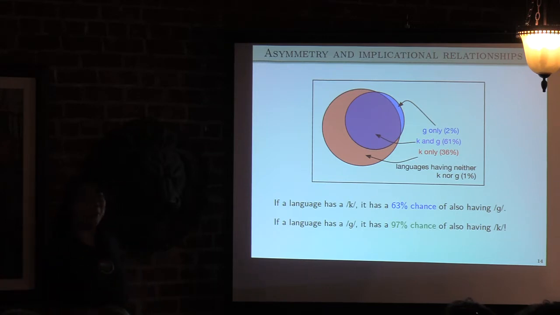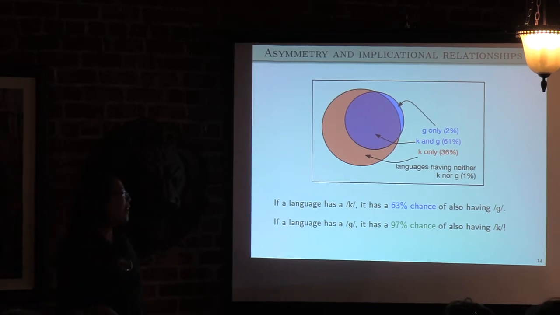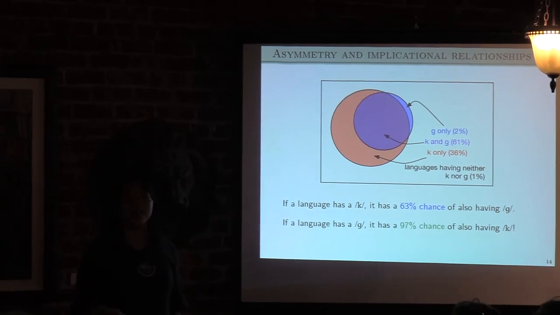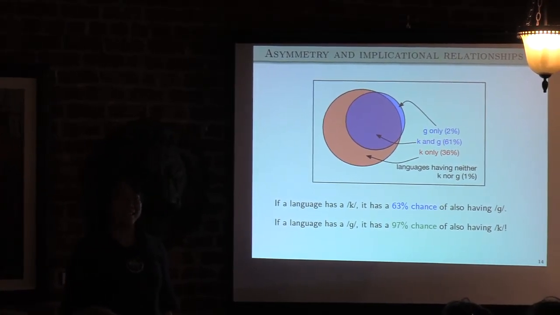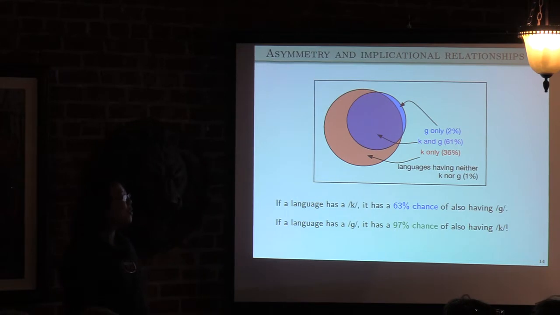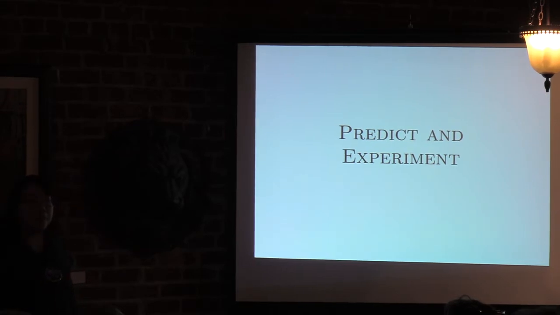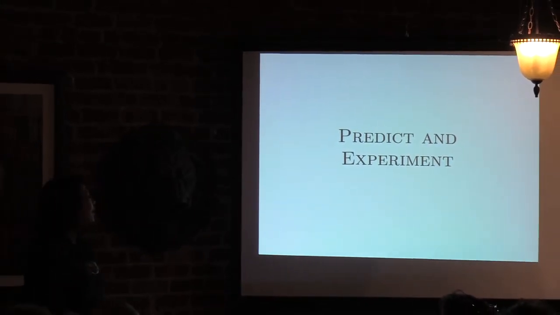There's like one or two languages where that's not the case, but almost certainly that thing is going to have a K. Now if you love languages, you're like, oh, this is really cool. But if you're a linguist, you're like, why? Right? You're like, this is weird. So we make these kinds of observations, and then we make some predictions. We think to ourselves, why might this be the case, right?